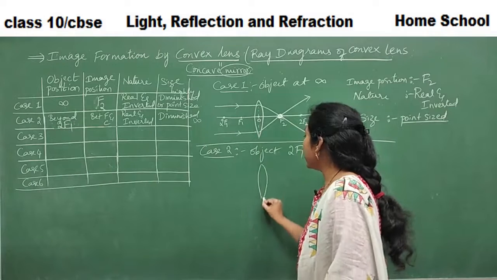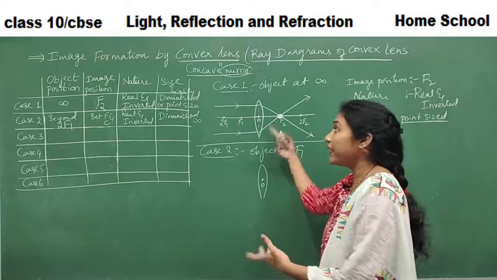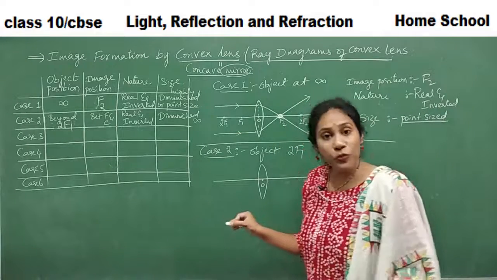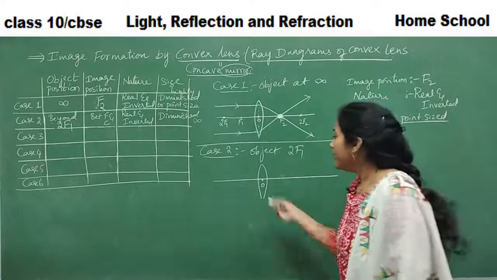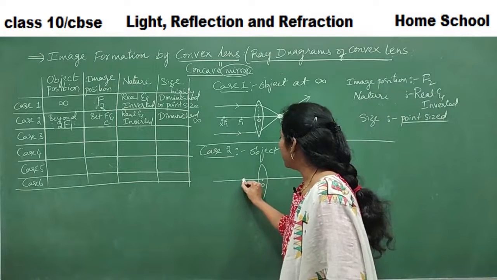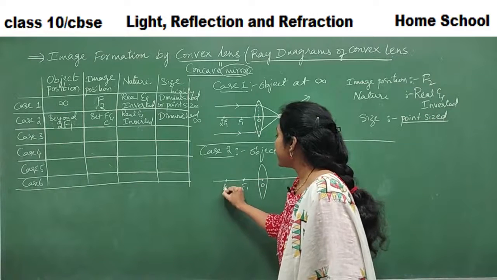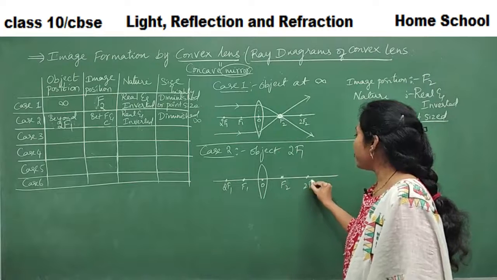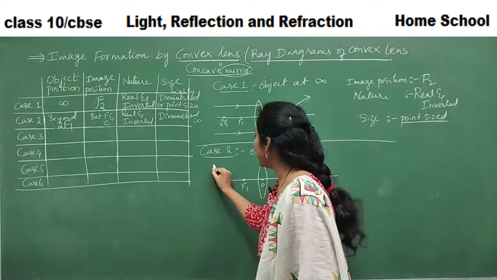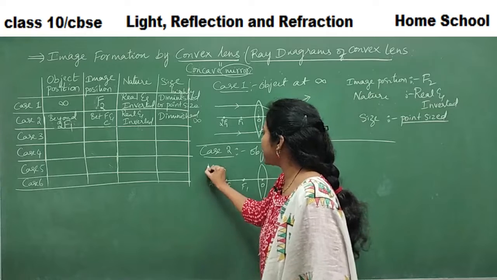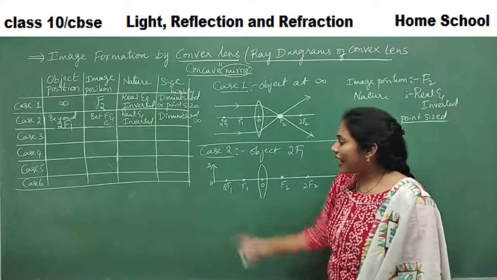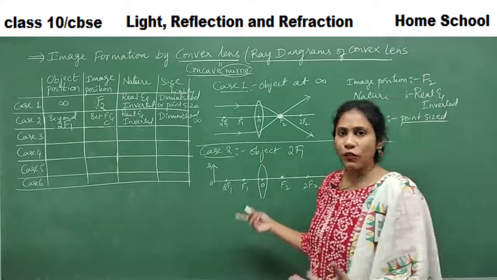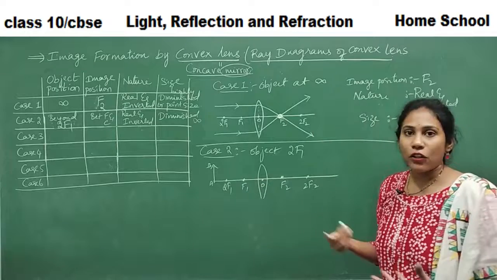So let me draw the ray diagram. This is the optical center. Drawing a ray diagram is very, very important, guys. This can be asked in the examination, but you have to use the scale and draw it properly. I am just doing a rough one here. This is F1, this is 2F1, and this is F2. This is 2F2, right? And I have kept my image here. AB is my object, kept behind 2F1. And I will use any two rules for drawing a ray diagram.